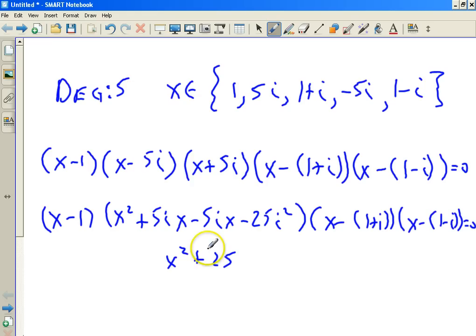Okay. So this simplifies, right? So let's write it all simplified like. This is x minus 1. This is x squared plus 25.